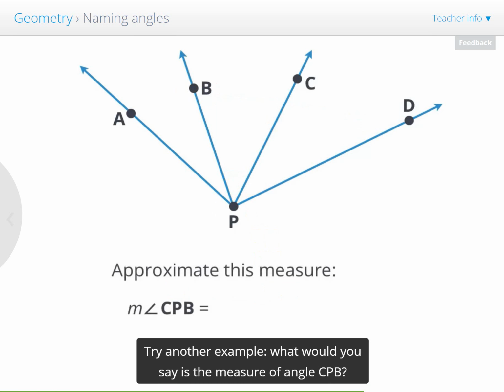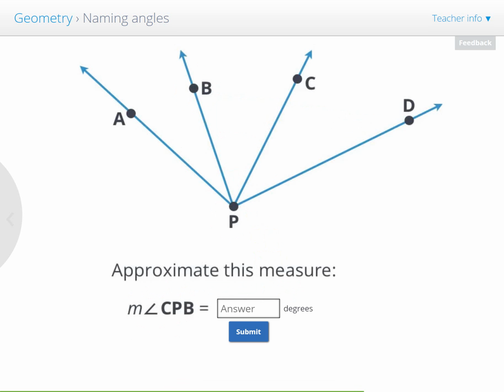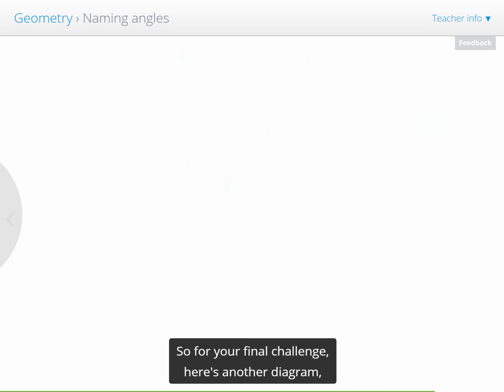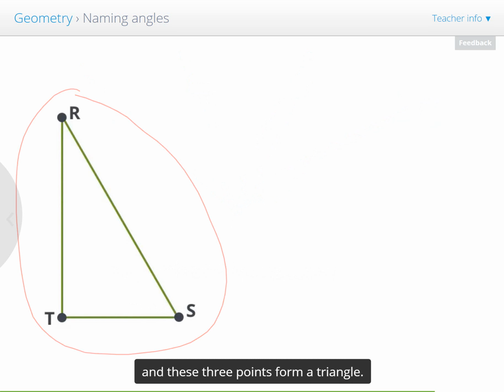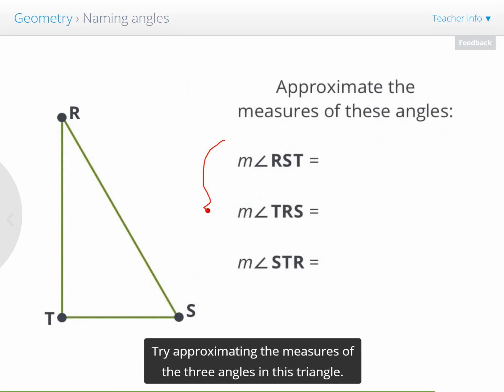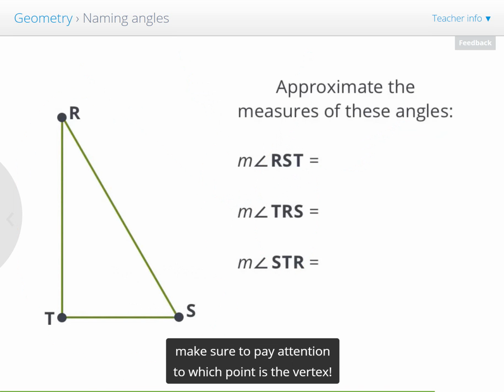Try another example. What would you say is the measure of angle CPB? In other words, what's the approximate value of this expression here? Well done! So for your final challenge, here's another diagram, and these 3 points form a triangle. Try approximating the measures of the 3 angles in this triangle, and notice that all the angle names have the same 3 letters, so make sure to pay attention to which point is the vertex.